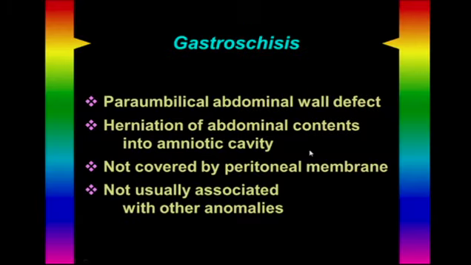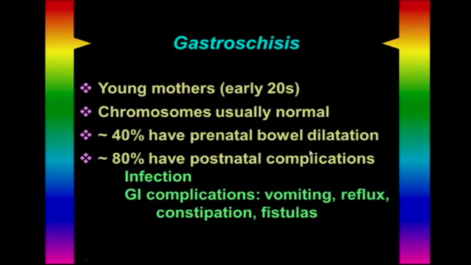Now, gastroschisis is a para-umbilical defect. That is, it's next to the umbilical cord, not at the umbilical cord. This defect allows abdominal contents to herniate directly into the amniotic cavity. It is not covered by a peritoneal membrane, so the abdominal contents will have an irregular contour and spread out in the amniotic cavity. In general, gastroschisis is not associated with other anomalies.